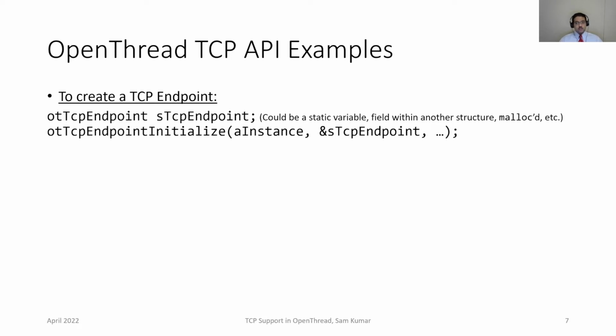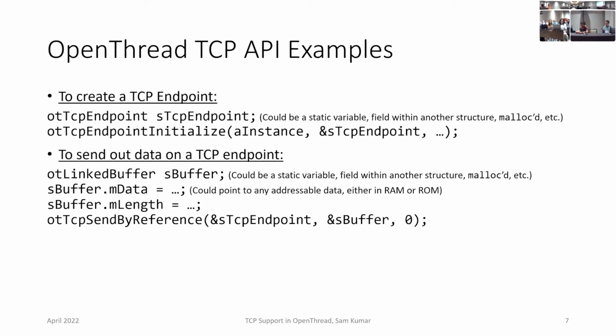This is in contrast to other TCP APIs, like for example the BSD sockets API or LWIP and so on. For reference, the OpenThread UDP API works in exactly the same way, where you declare some OT UDP socket variable and then initialize it. So this isn't a new trick; it's just adapting what OpenThread already does to the context of TCP.